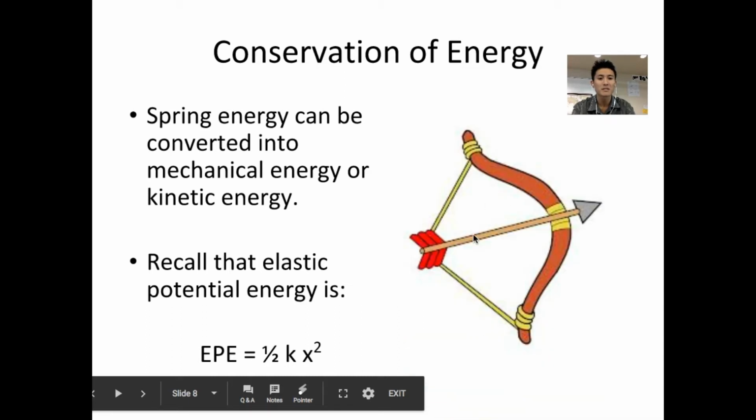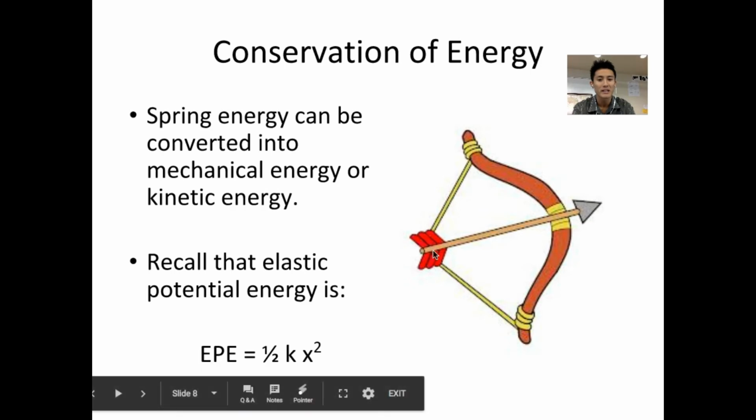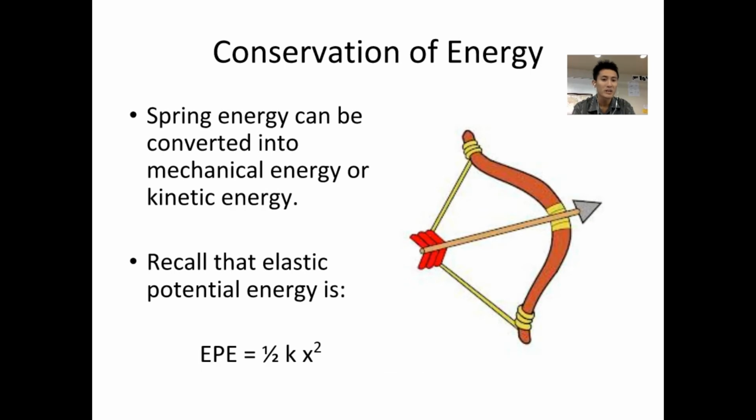One good example of this is a bow and arrow. If I displace that string and stretch it, there's some elastic potential energy there. If I let go of that string, it's going to convert that into kinetic energy, which we can use to shoot the bow and arrow.